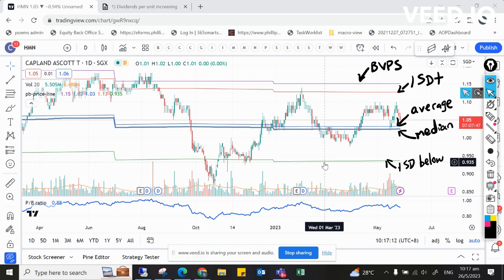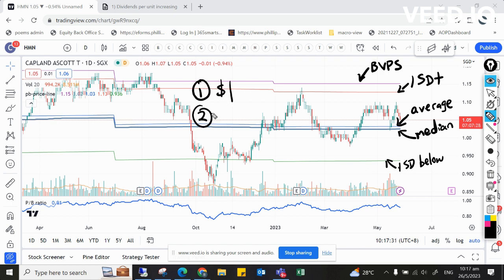So just now we mentioned two prices. This price is around 0.94. So let me write that down. We have two prices now. One, we're looking at the $1 TA support. Two, we're looking at the book value at about 0.94. So what are the possible scenarios?